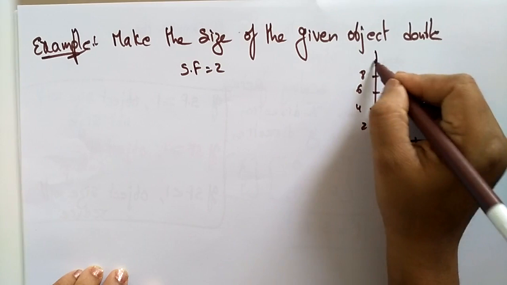Did you observe here? This is scaling. The size of the object is altered and changed, which means the size becomes double. That is the question they gave: make the size of the given object double. This is the size of the object they gave, and I made it double by using this formula. Thank you.